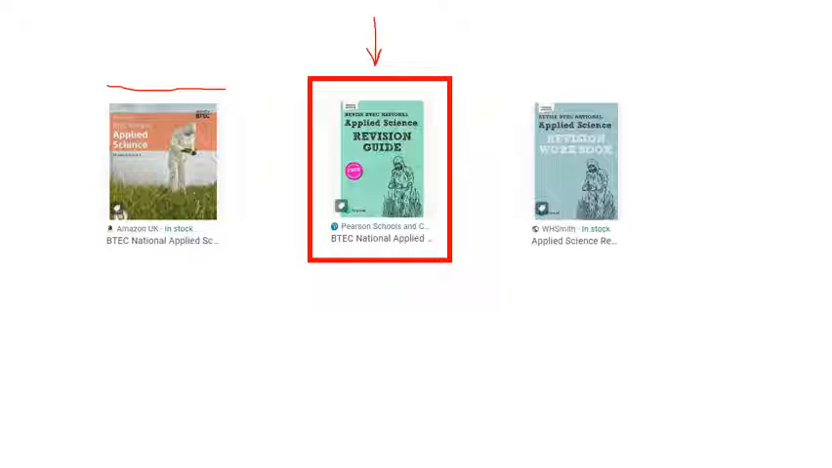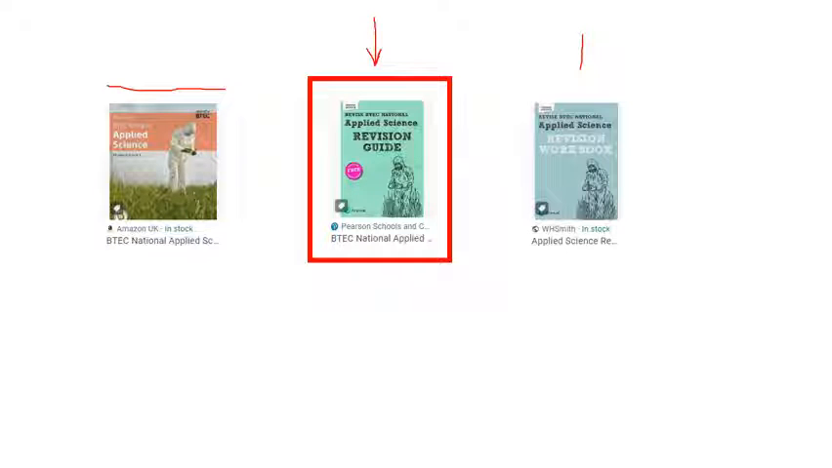If you go on eBay, you'll probably get hold of a copy of that for less than a fiver, because there's lots of students who have finished with them and they just want to make a couple of quid getting rid of them. So very good quality ones. They won't be that tatty, but make sure you get yourself that one, the revision guide.